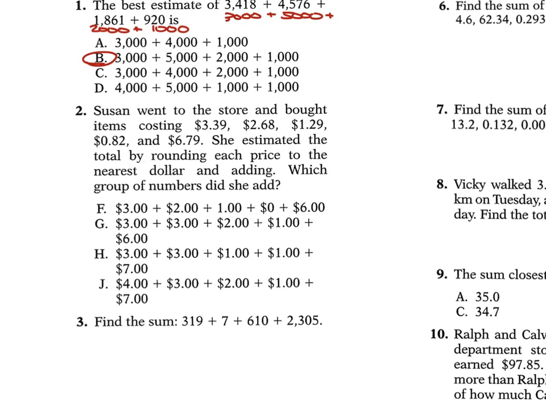For 2, it says Susan went to the store and bought items costing $3.39, $2.68, $1.29, 82 cents, and $6.79. She estimated the total by rounding each price to the nearest dollar and adding. Which group of numbers did she add? So for the $3.39, that's $3. All of them are $3 except J, so that's not the answer. Then the second number is going to be rounded to $3, so the first one, F, is not an answer. Next, we have $1.29. That stays as $1. So G is not the answer. H would have to be it.